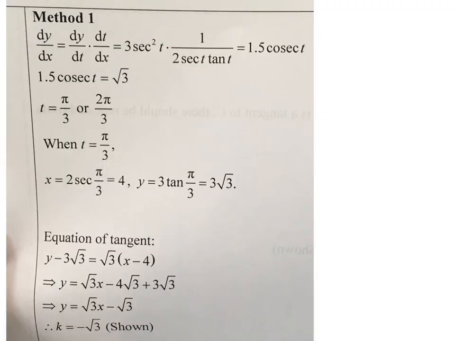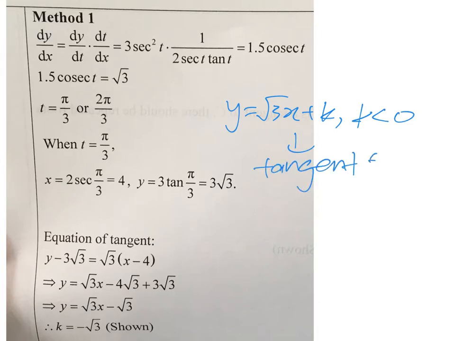Moving on to part 3. We are told that the line y equals root 3 x plus k, where k is negative, is a tangent to the curve C. And what we are required to do is to show that k has a value of negative root 3. So I'm going to show you two methods of answering this question. The first method is making use of the fact that we know that the gradient of the tangent is root 3. So we start off with finding the gradient of the tangent to the curve C, which is given by dy/dx.